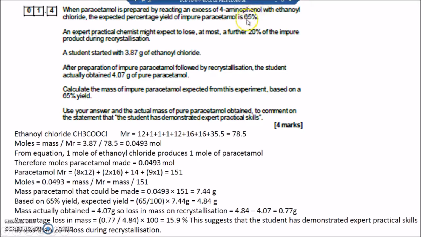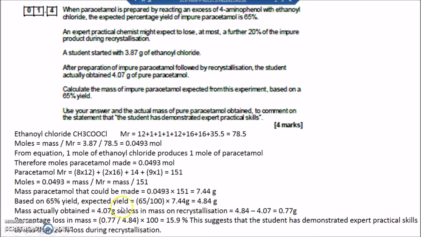That's assuming 100% yield, assuming that everything works perfectly. That's my theoretical yield. So what would 65% be? 65% would be 65 divided by 100 times 7.44, 4.84 grams. That's what I should make. That's what 65% of the theoretical yield is. Now what the student actually made was 4.07 grams, and that was after recrystallization. So after preparation followed by recrystallization, the student actually obtained that.